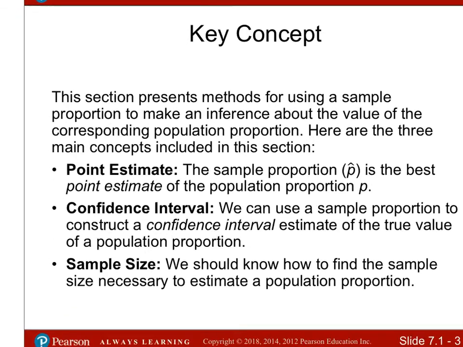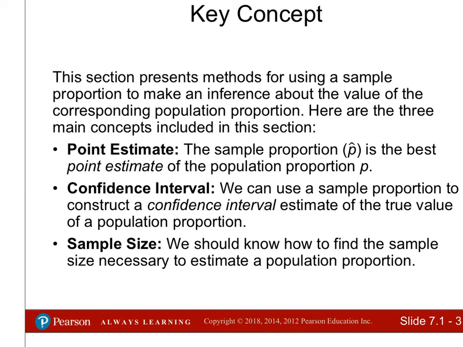Okay, and so the idea is always this: we start with a proportion that we get from a sample, and then we use that to estimate the proportion. That's what we always do. We're using sample statistics to estimate population proportions. There are three ways we can do this, or two ways we can do this.